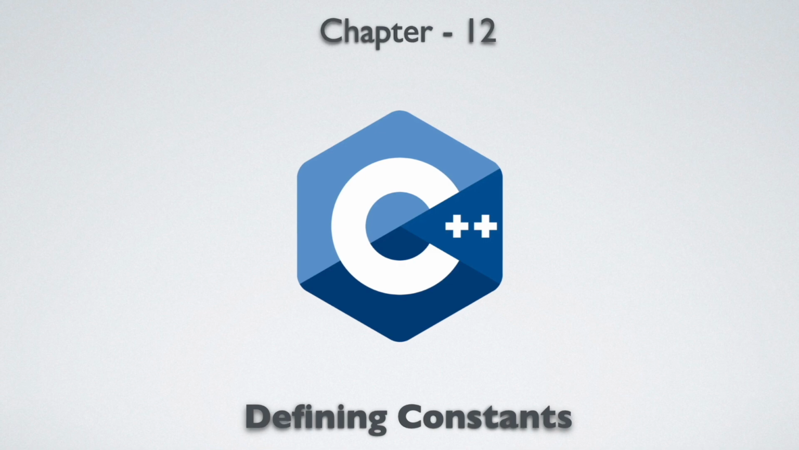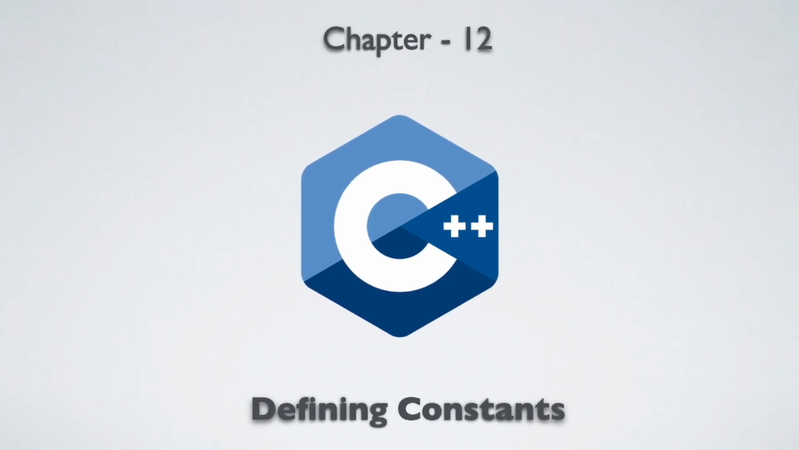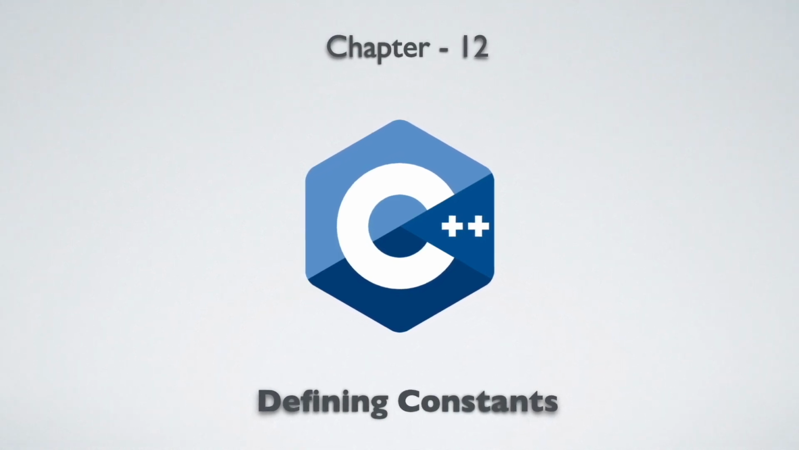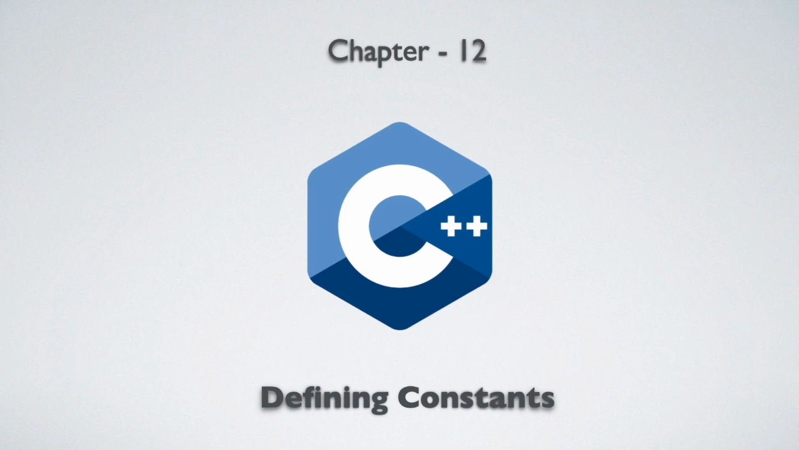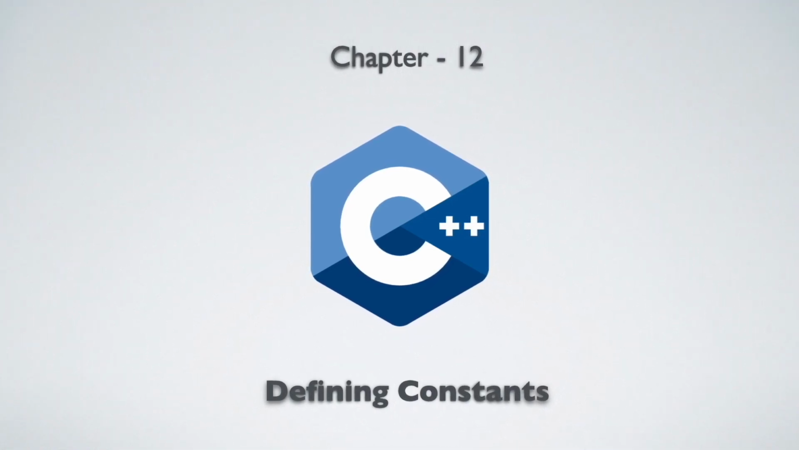Constants are fixed values in your code. They can be any basic data type, but as the name suggests, their value remains constant throughout the entire code. There are two separate ways to define a constant in C++. They are define preprocessor and const.